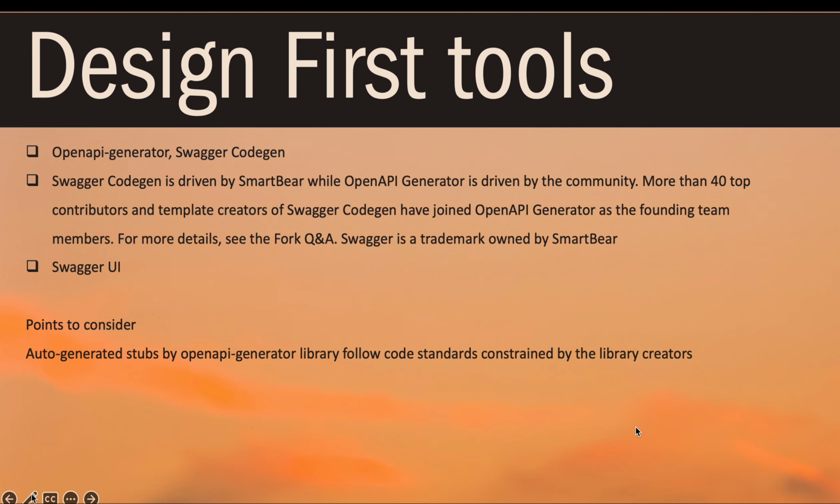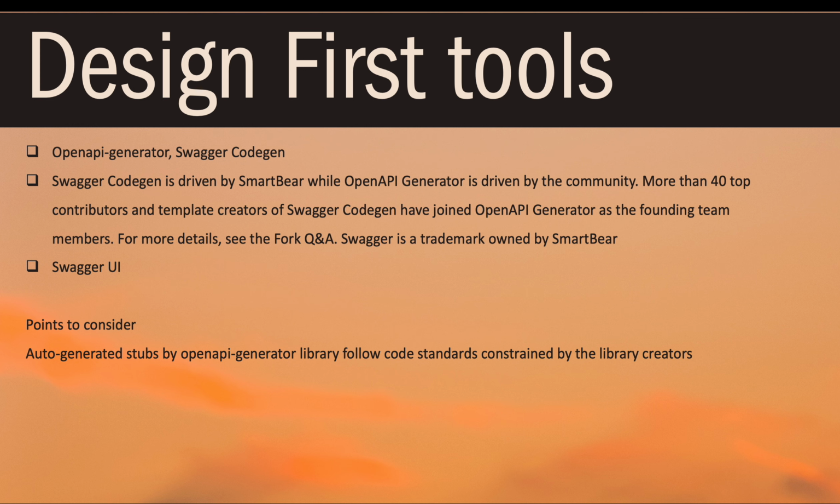So when you are adopting the design first approach, what are the tools you can expect to use, especially if you are using Spring or Java, you are in the Java community? You can expect to use OpenAPI Generator. You can expect to use Swagger CodeGen. Swagger CodeGen is driven by SmartBear, while OpenAPI Generator is driven by the community.